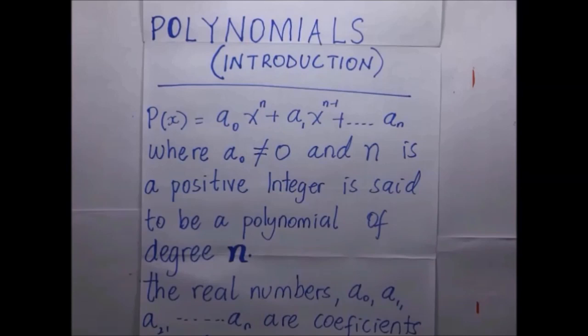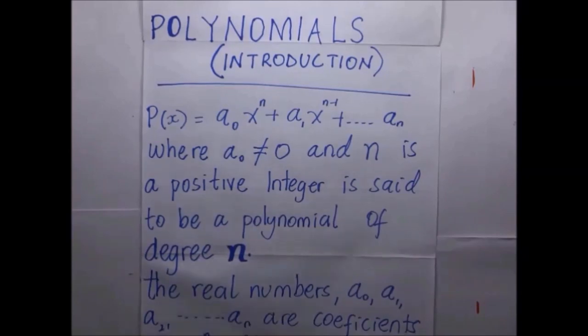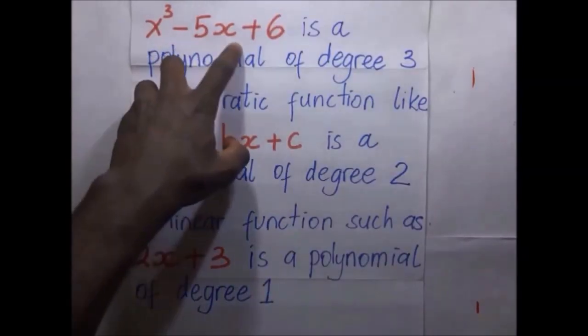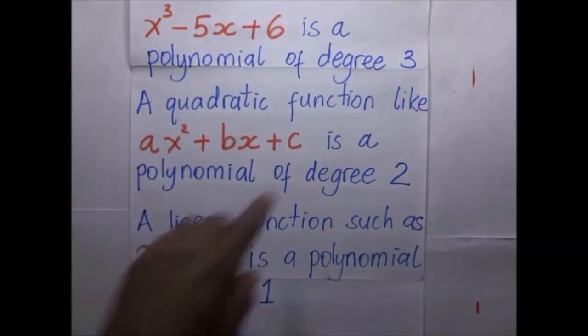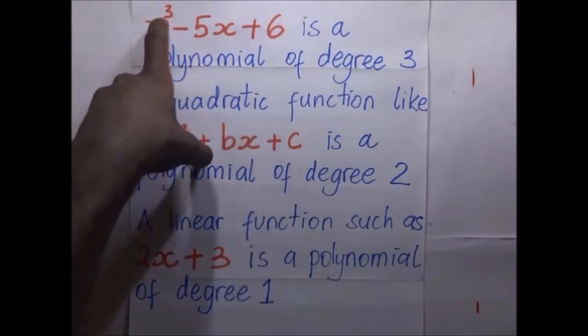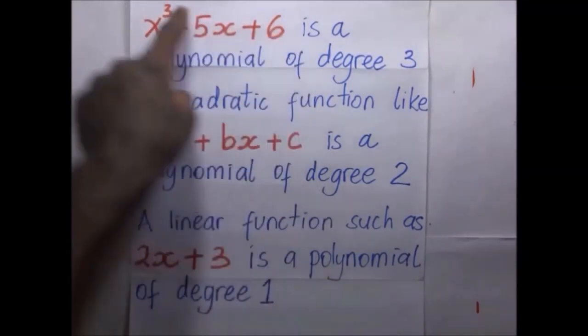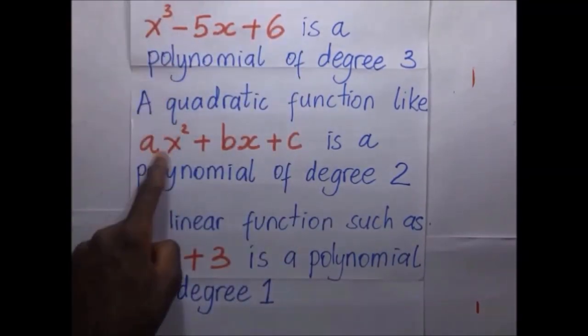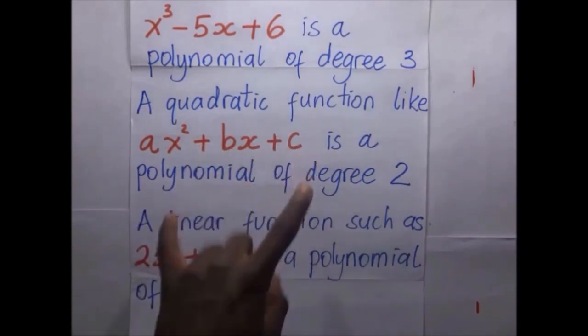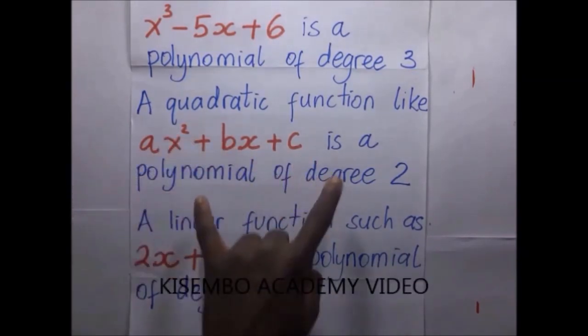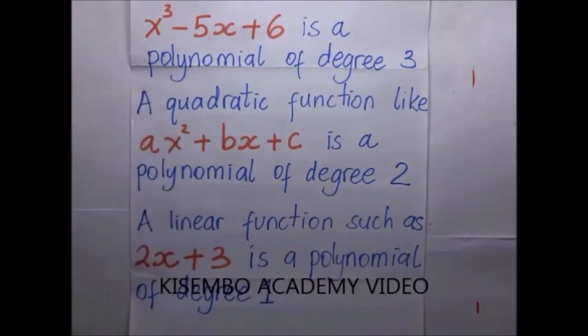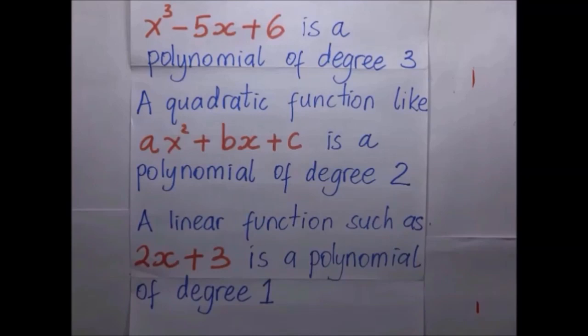Now, in this series that I introduced today, we shall be dealing with different kinds of polynomials with different forms. Let me give you a few examples of polynomials. For example, x cubed minus 5x plus 6. That is a polynomial of degree 3. We consider the highest degree and call it a polynomial of degree 3. ax squared plus bx plus c is a polynomial of degree 2, and polynomials of degree 2 are what we call quadratic equations. Then a linear function is a polynomial of degree 1.